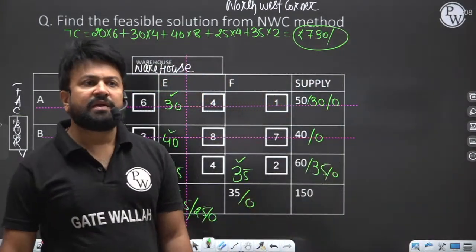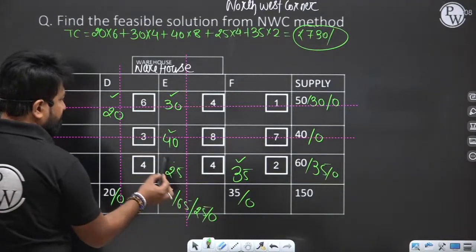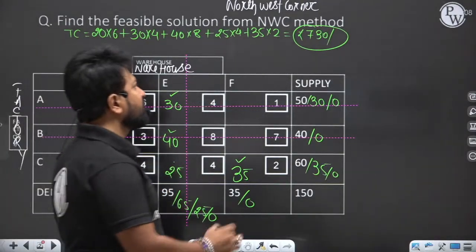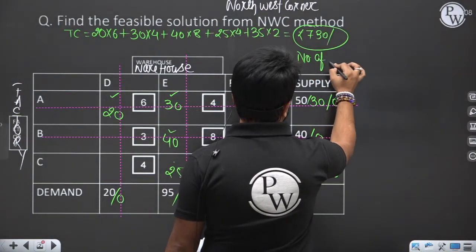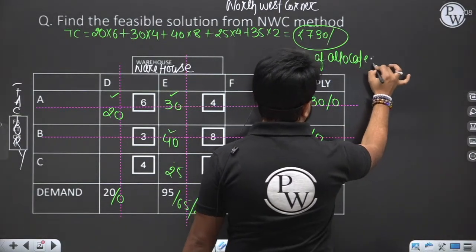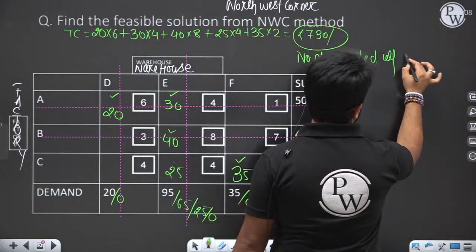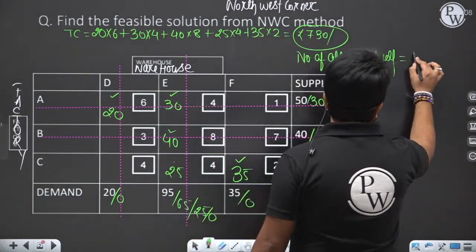Now how many allocated cells are there? 1 2 3 4 5. The number of allocated cells is 5, my dear. Here the number of allocated cells is 1 2 3 4 5, right?